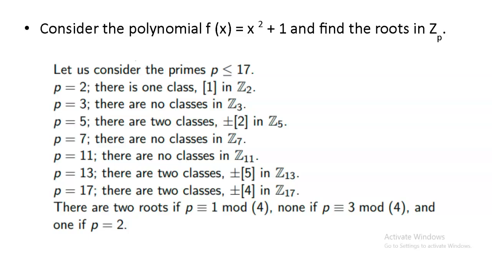So we consider the polynomial f(x) = x² + 1 and find the roots in Z_p. Here we take all primes up to 17, that is 2, 3, 5, 7, 11, 13 and 17. When p equals 2, there is one class, 1, in Z_2.